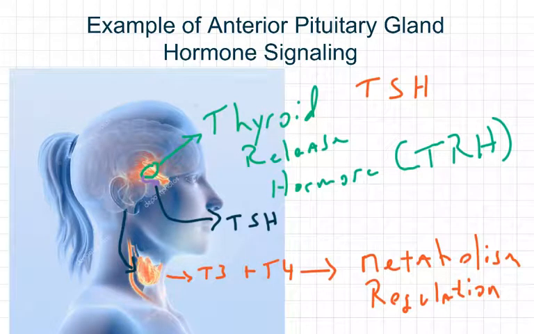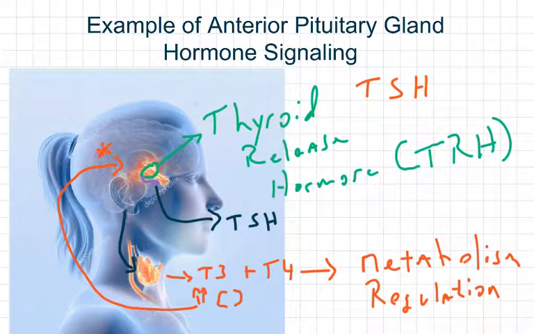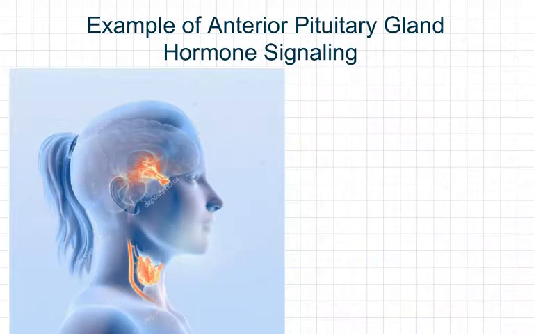And furthermore, if T3 and T4 concentrations get too high within the body, then this causes a negative feedback loop and causes the hypothalamus to stop secreting TRH, which then blocks the rest of the transmission of the signal pathway. And so the key takeaway with this example with the hormones of the anterior pituitary gland is their primary signal for release comes from the hypothalamus.